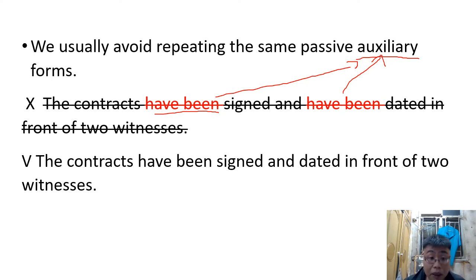So this sentence is correct. The contracts have been signed, and then delete "have been" for "dated." Okay, so we just keep the "dated." The contracts have been signed and dated in front of two witnesses.